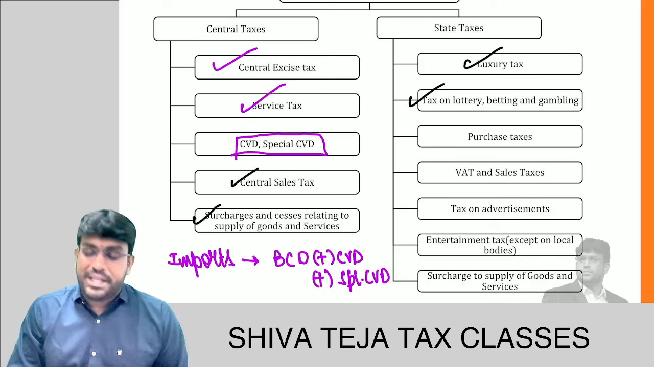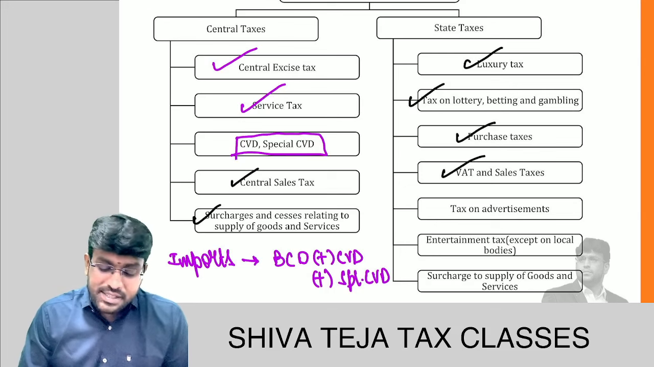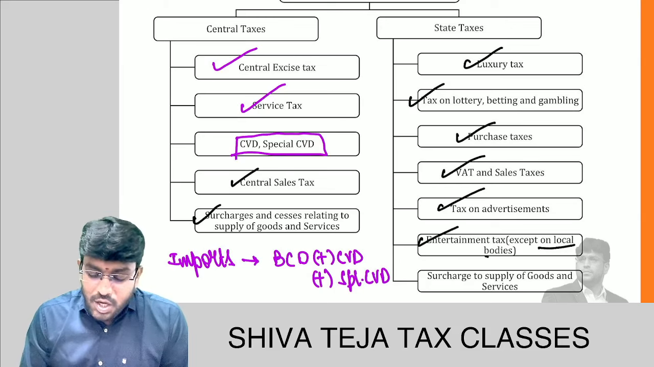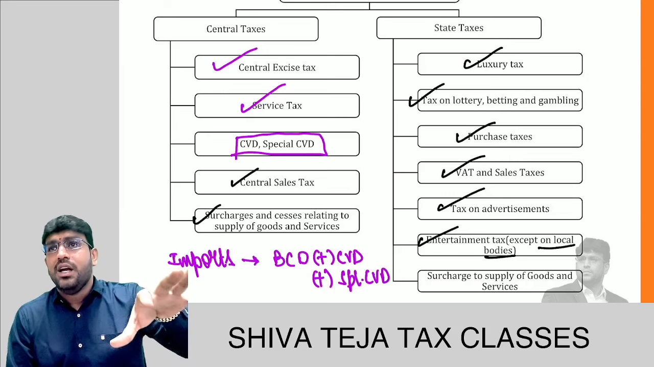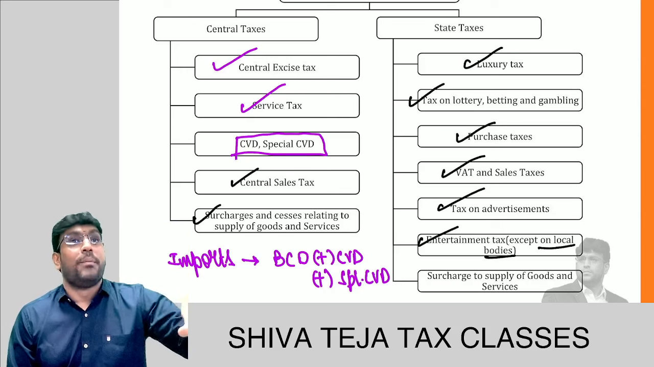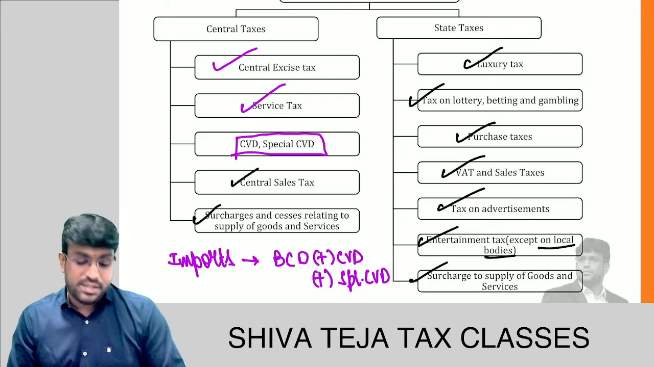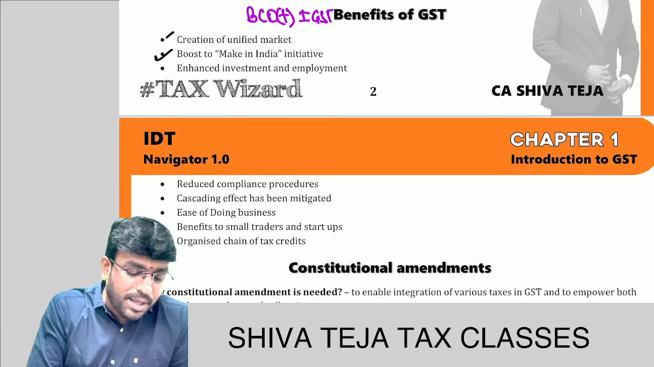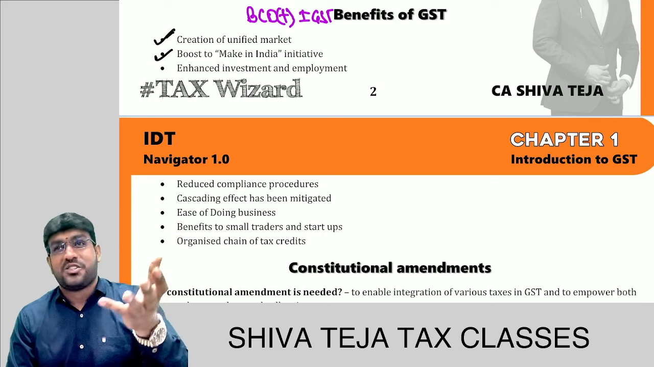Next, tax on betting, gambling, lottery. Then, purchase taxes, VAT and sales tax, tax on advertisement, entertainment tax, except on local bodies. Local bodies means municipality. In Hyderabad, we have GHMC, Greater Hyderabad Municipal Corporation, we call it. Next, surcharge related to those goods and services. Benefits of GST, CMA Inter, generally this question comes, but for you at CMA Final, they will not ask this question.